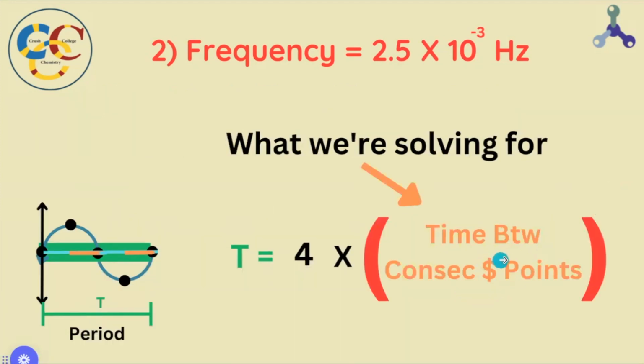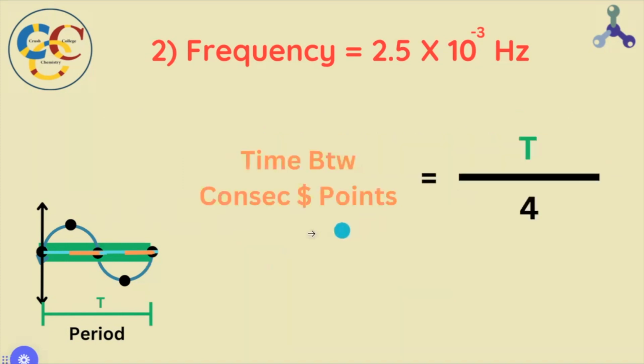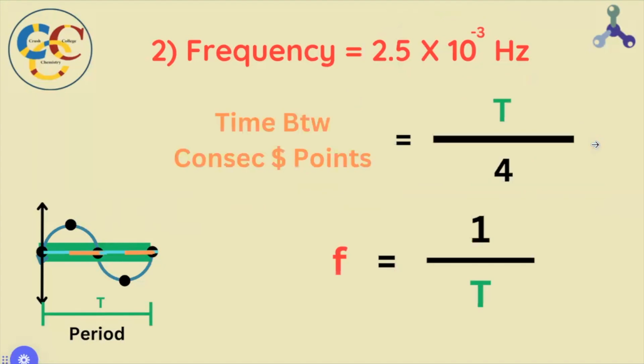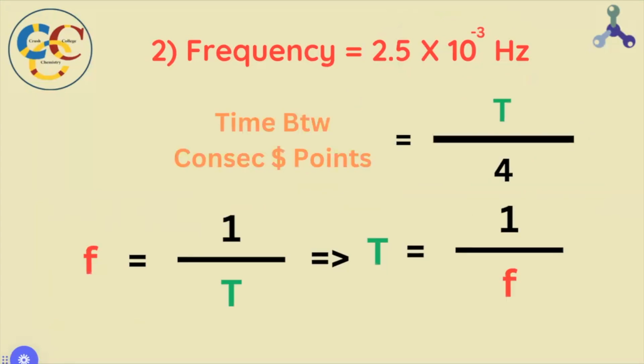Now, this is what we're trying to solve for, so let's rearrange the equation. We get that time between consecutive money points is equal to the period divided by 4. This gives us an opportunity to use frequency as a way to finish the problem. If you remember the previous problem, we said that the frequency is the inverse of period. Flip this around and we get that the period is the inverse of frequency.